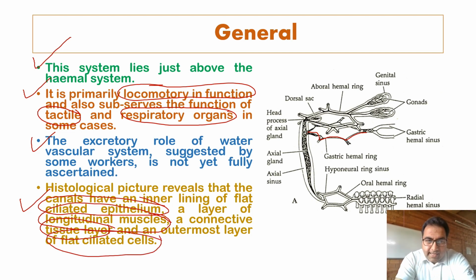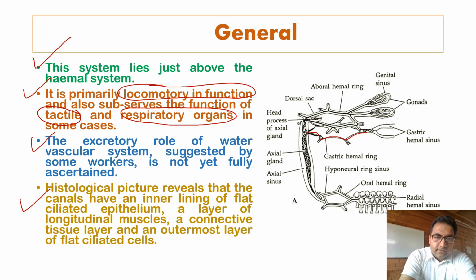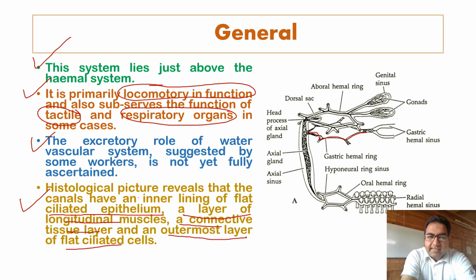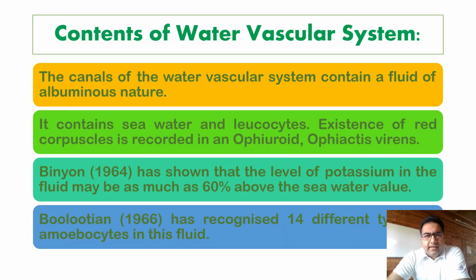So it has, number one, the inner lining of ciliated epithelium, then a layer of longitudinal muscles, then a connective tissue layer, and then on the outermost layer flat ciliated cells. Let us have an idea of what the contents of the water vascular system are.